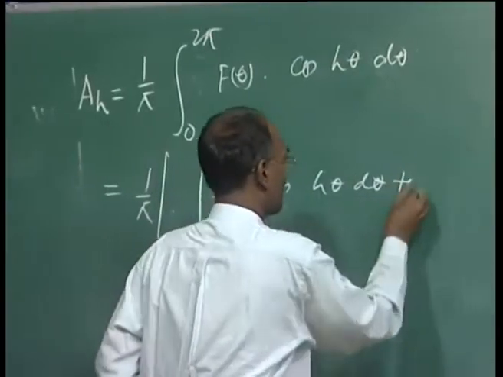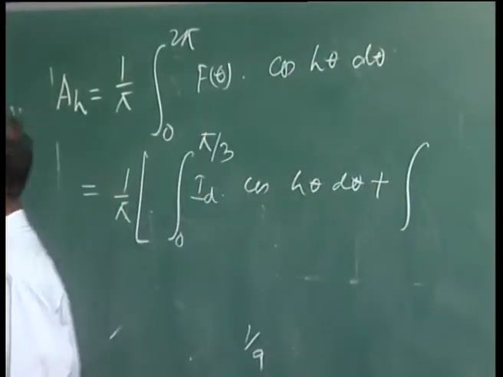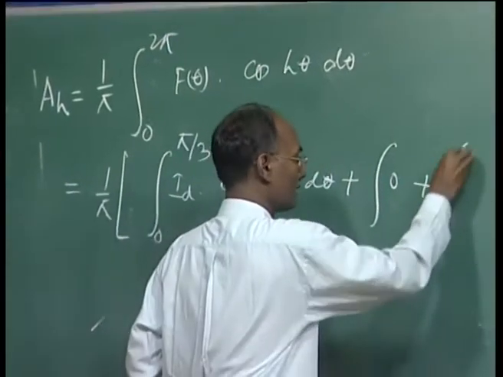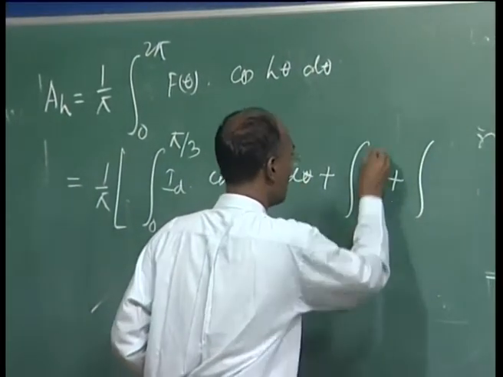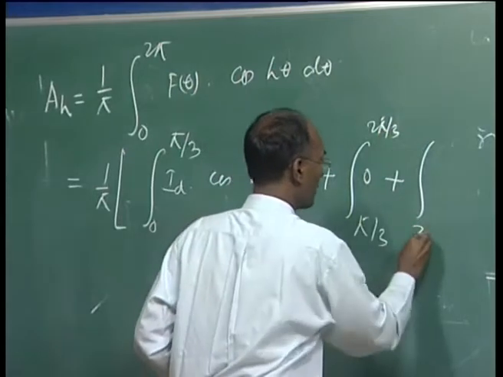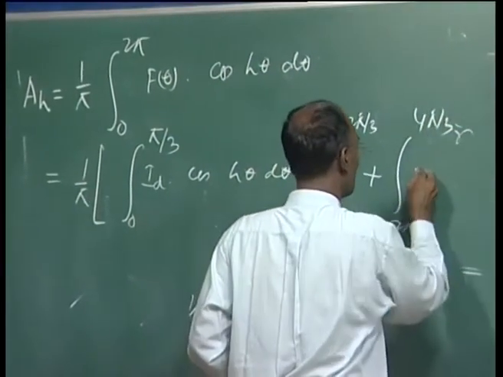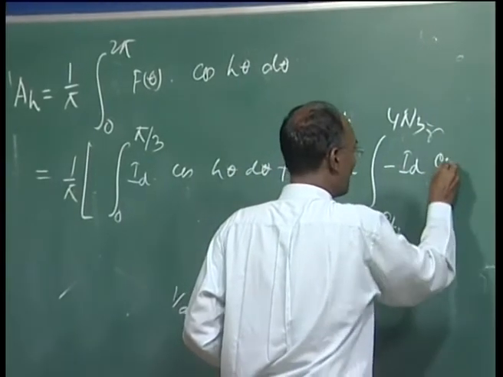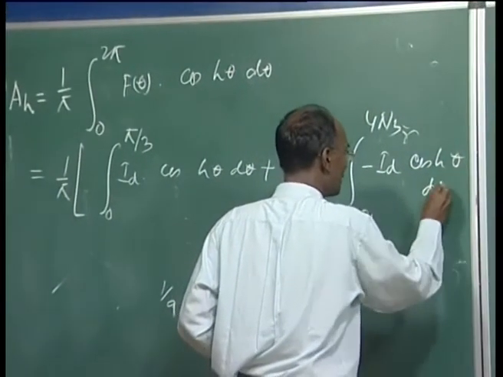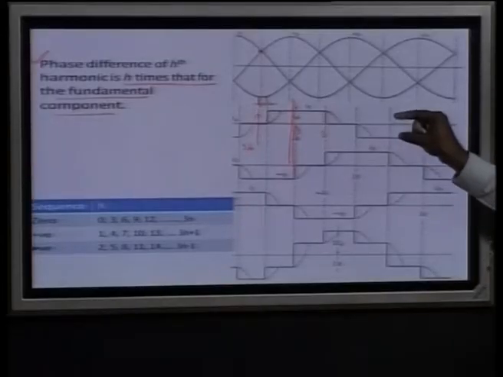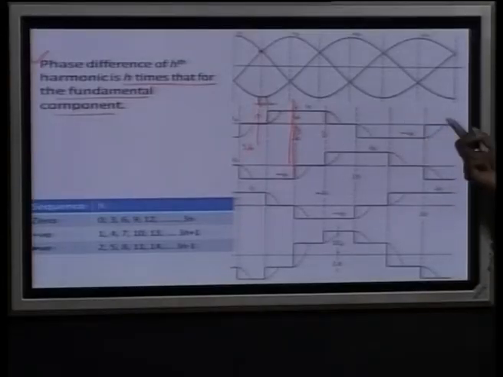Then here this value is 0, so we can write 0 here. So it is 0 plus the integral from pi by 3 to 2 pi by 3, and then from 2 pi by 3 to 4 pi by 3, of minus ID cos h theta d theta, because this is a negative current and the magnitude is ID. So we are just doing this.